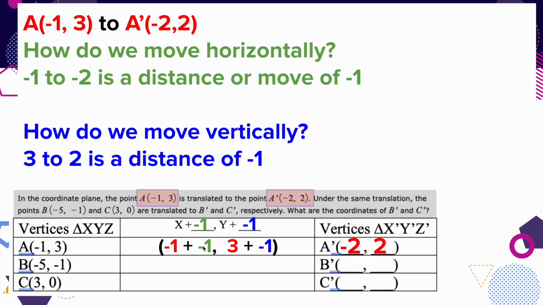So -1 plus -1, that is -2. 3 plus -1 is 2. So my rule does work. So let's go ahead and apply it to B. So I have -5 minus 1 and -1 minus 1. So -5 minus 1 is -6. -1 minus 1 is -2. And then I'm going to do the same thing with C. So I have 3 minus 1 and 0 minus 1. So 3 minus 1 is 2, and 0 minus 1 is -1.